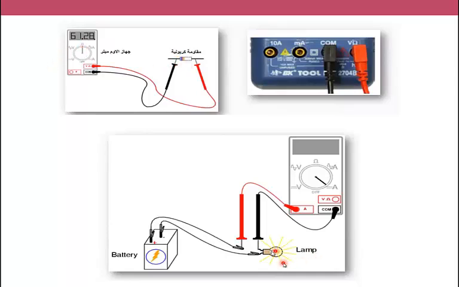This is another example of how to disconnect the circuit and measure the current. First, we have to change the probes and put them on the ampere measurement. Also, we have to select ampere here. And after that, we are going to disconnect the circuit and connect the probes in series in the circuit.